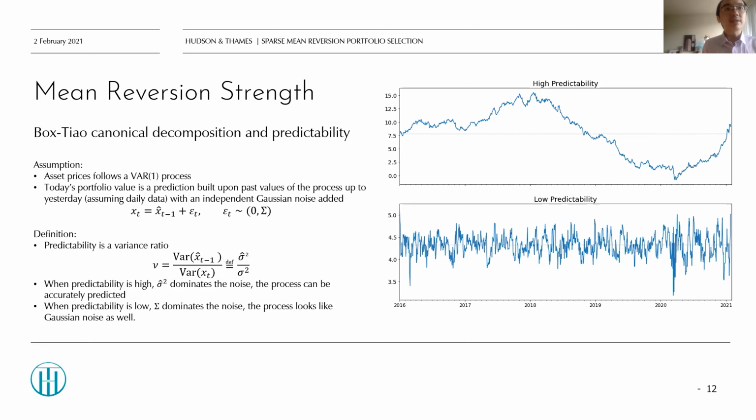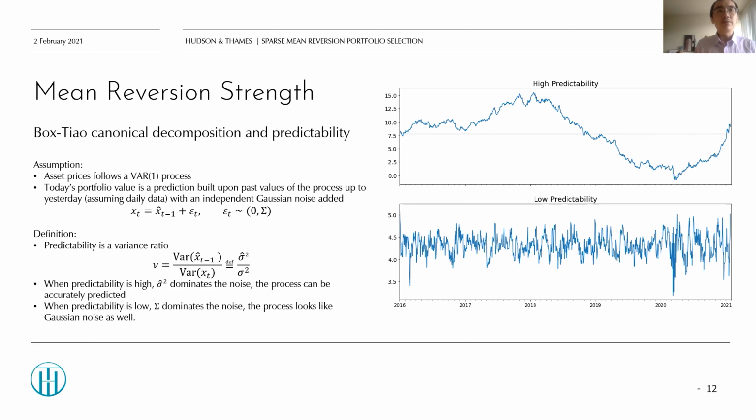Under this assumption, we can define predictability as a variance ratio. It's basically the variance ratio of the predicted value and the real value of the portfolio. When predictability is high, that means the variance of the prediction dominates the noise. So that means the process can be accurately predicted. To use an example to showcase this, you can see on the right, the high predictability time series looks very much like a momentum series. You can use a trend following trading strategy to trade this.